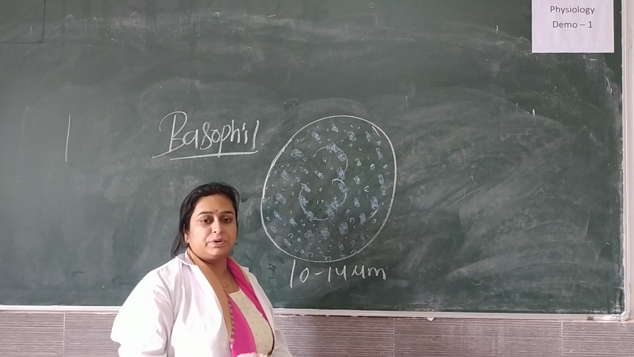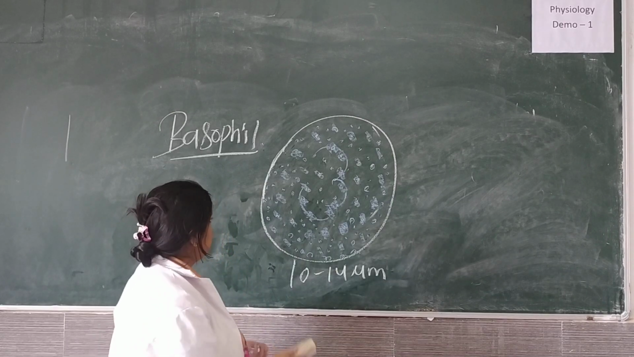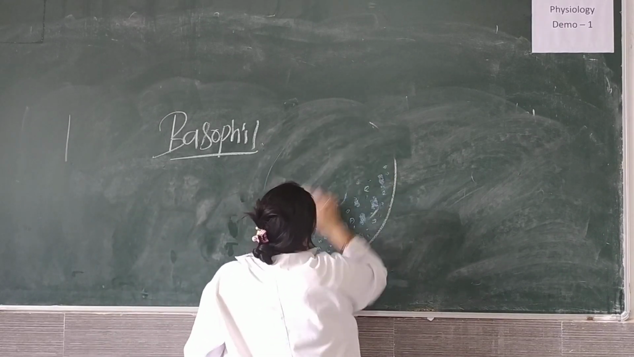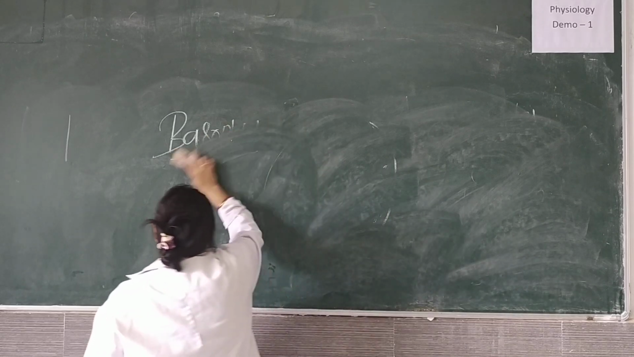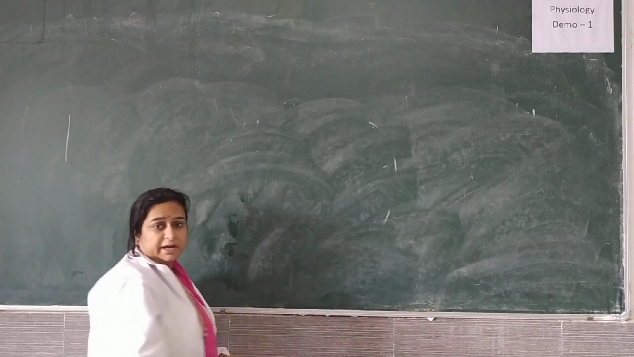Now moving into the next category of classification of WBC, which is agranulocytes.